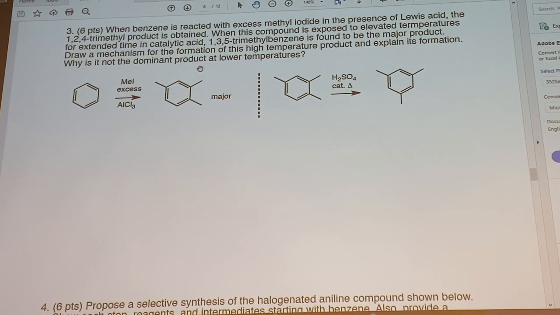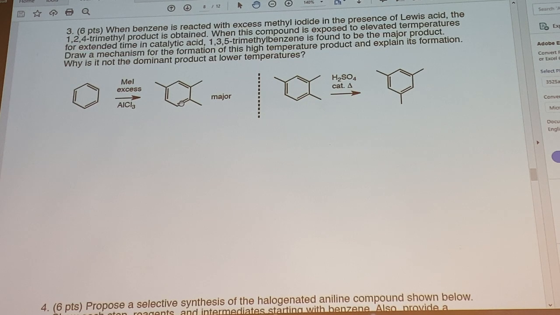So here's your over-alkylation problem that somebody asked about. If you treat this as excess, you can get this as a major product, the tri thing here. So you get 2 on there, and then another one goes on. But then if you heat it up with acid for a longer amount of time, you can actually get it to isomerize to the all-meta product. So what's up with that?